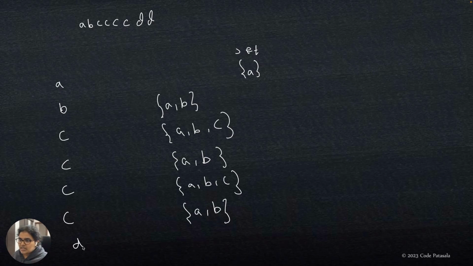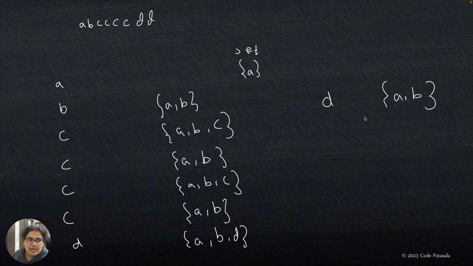Now when we encounter D, D is not there in the set, so we will add it. Now there is another D, so the next input is again D. D is already present, so we will remove it. So at the end of the processing, our set contains only the characters with an odd number of occurrences.